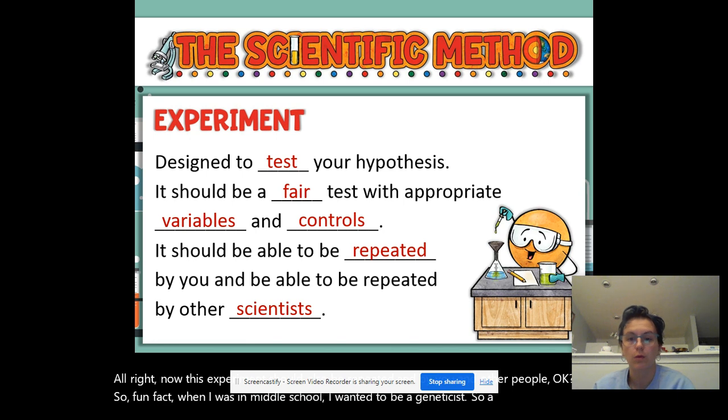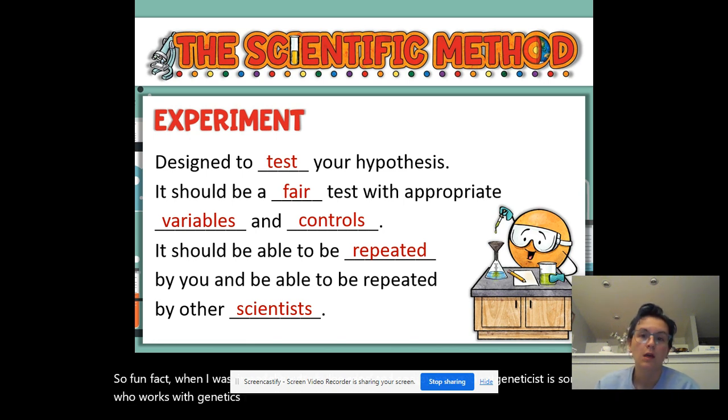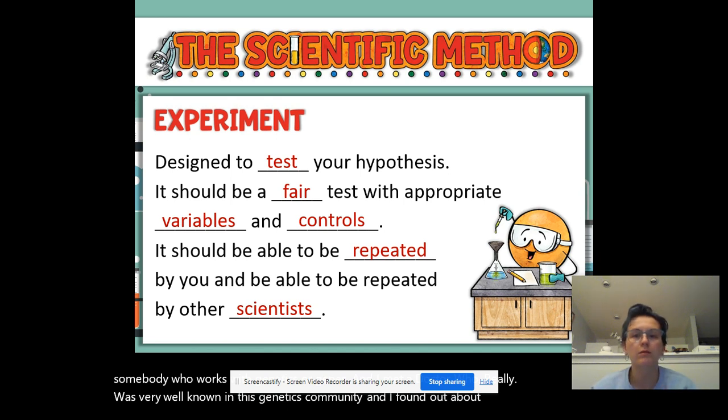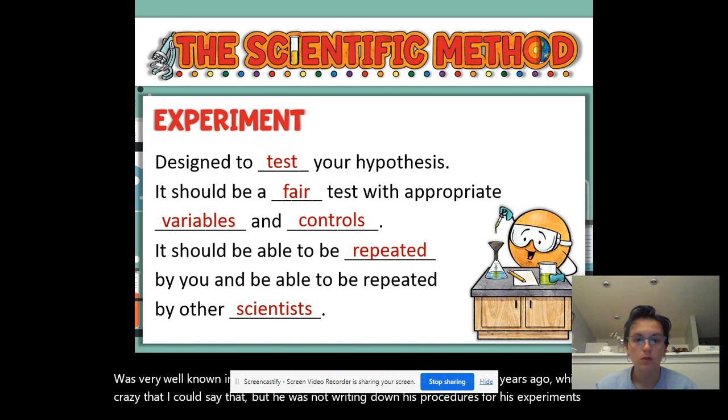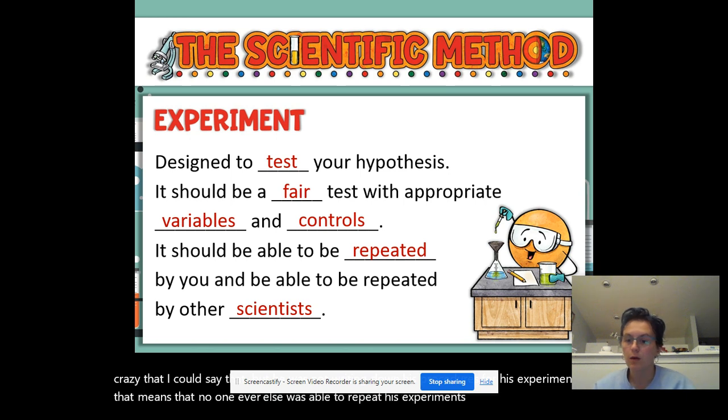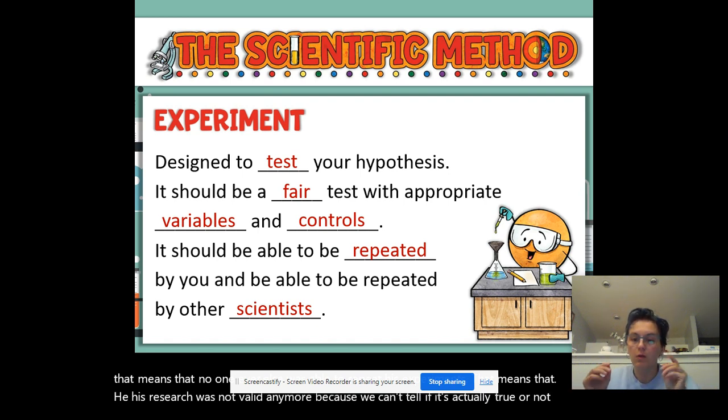So, a geneticist is somebody who works with genetics or genes. And I met a doctor who really was very well known in this genetics community, and I found out about 10 years ago, which is crazy that I could say that, but he was not writing down his procedures for his experiments. So that means that no one else was able to repeat his experiments. That means that his research was not valid anymore because we can't tell if it's actually true or not based on one test.